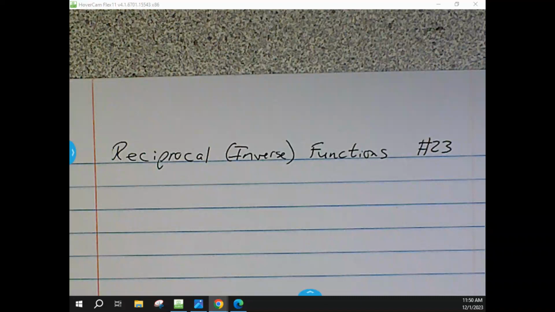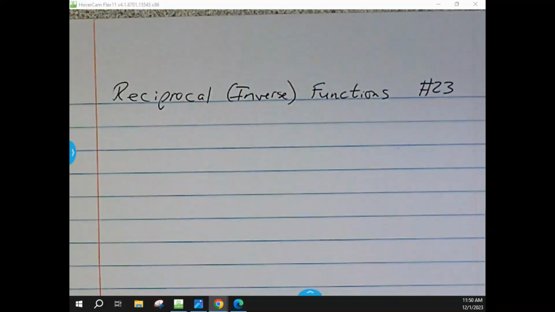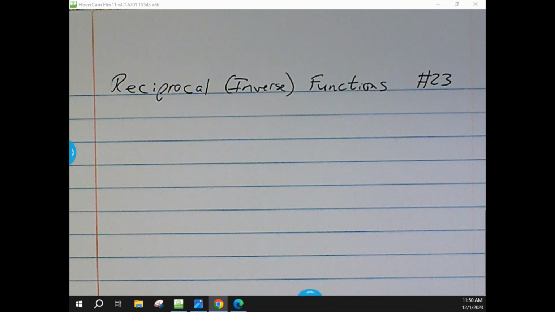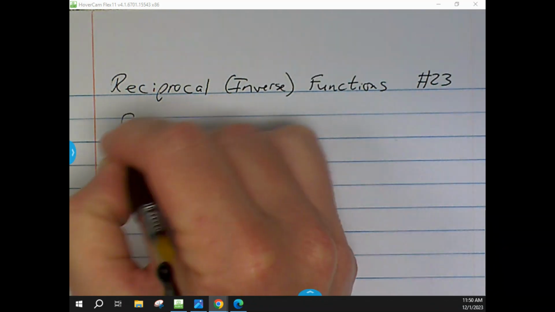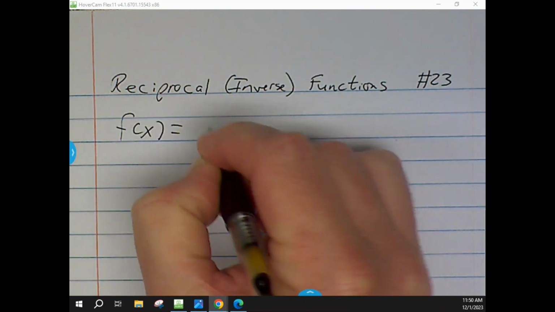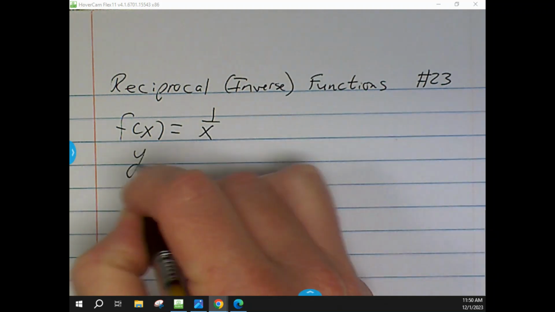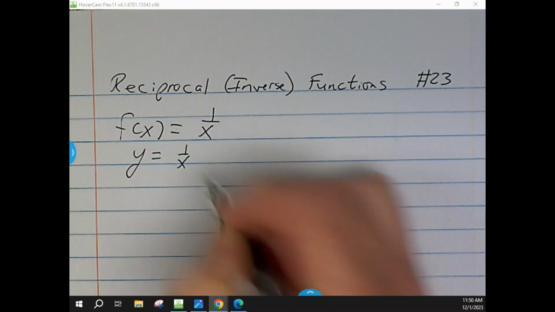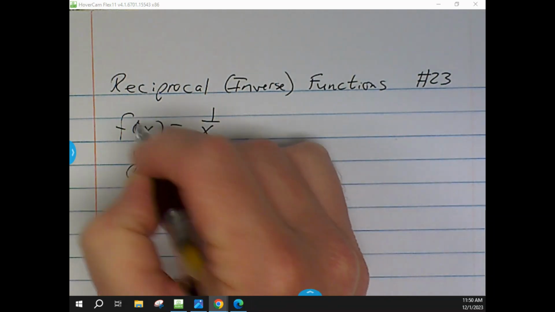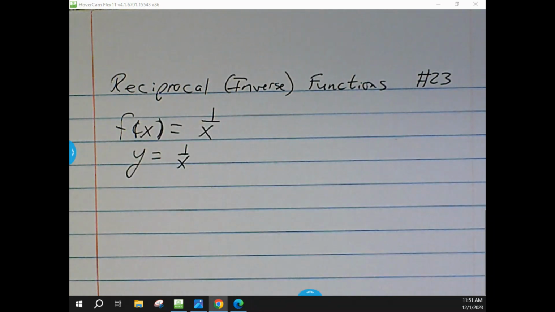So reciprocal, sometimes they call them inverse functions as they go through this one. But basically, here's what we're looking at. Okay, so when we're looking at reciprocal functions, it's f of x equals 1 over x. And again, a lot of times with this one, instead of doing f of x, they may write it as 1 over x. So whether you see f of x or y equals, it's still the same thing, just depending on how you want to look at it.